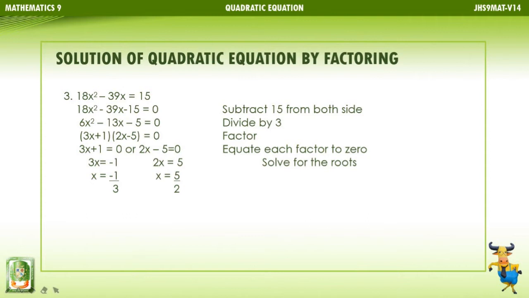3x plus 1 times 2x minus 5 equals 0, factor. 3x plus 1 equals 0 or 2x minus 5 equals 0, equate each factor to 0. 3x equals -1, 2x equals 5, solve for the roots. x equals -1 over 3, x equals 5 over 2.